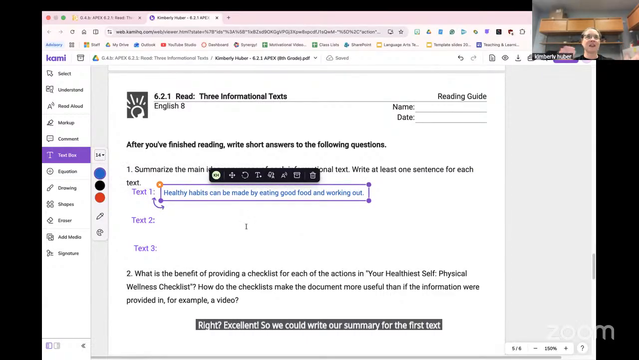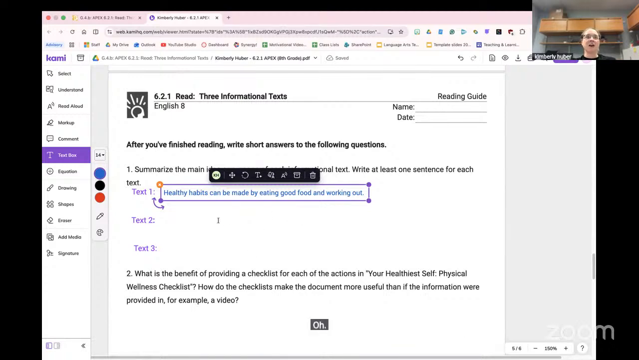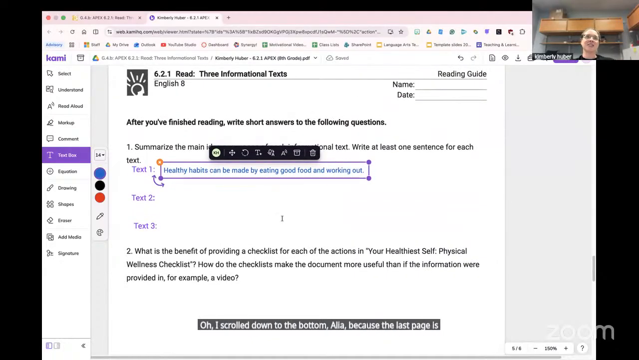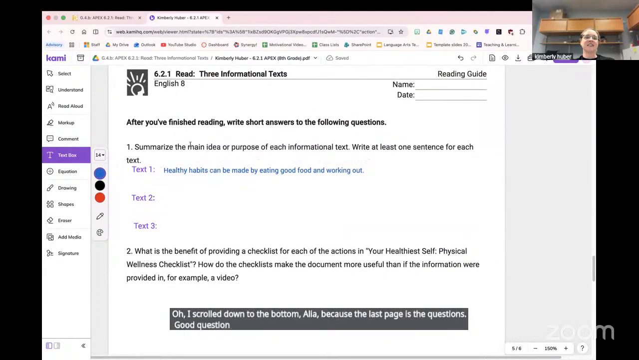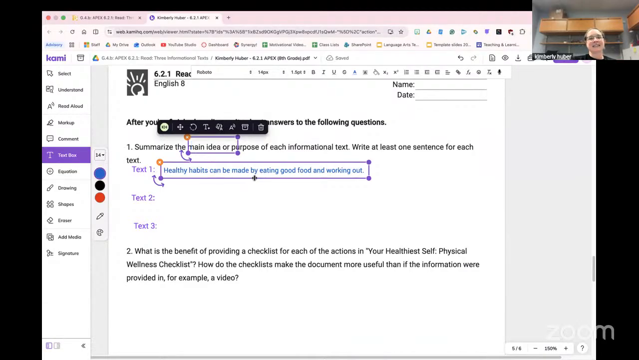You could say something else too. Oh, I scrolled down to the bottom, Alia, because the last page is the questions. Good question. And it just says summarize each one. So I just thought, well, it's in our head. Let's summarize. There you go. Good job.